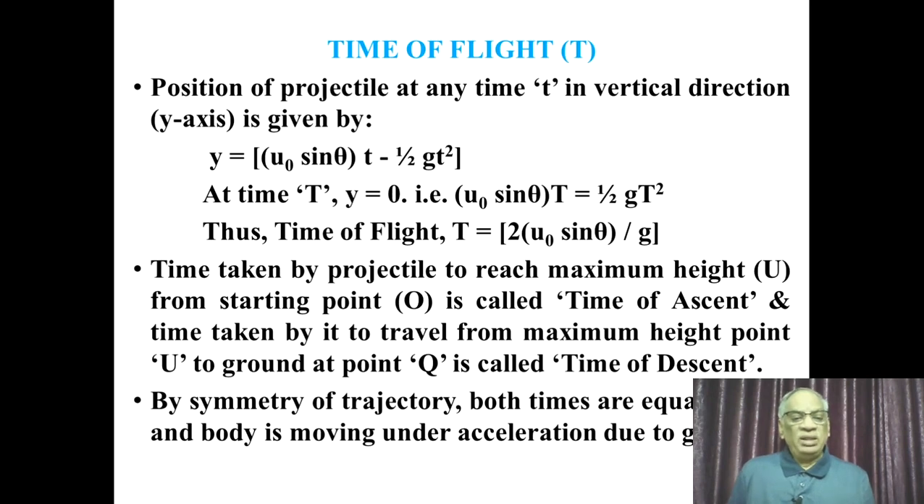And half of that will be the time of ascent, the time taken by the projectile to reach maximum height, and the time of descent is the time taken by the body to reach the ground from its maximum height. By symmetry of the trajectory, both time of ascent and time of descent are equal, so each is half the time of flight, that is u naught sin theta by g, whereas the time of flight, the total duration of the motion, is given by 2 u naught sin theta by g.